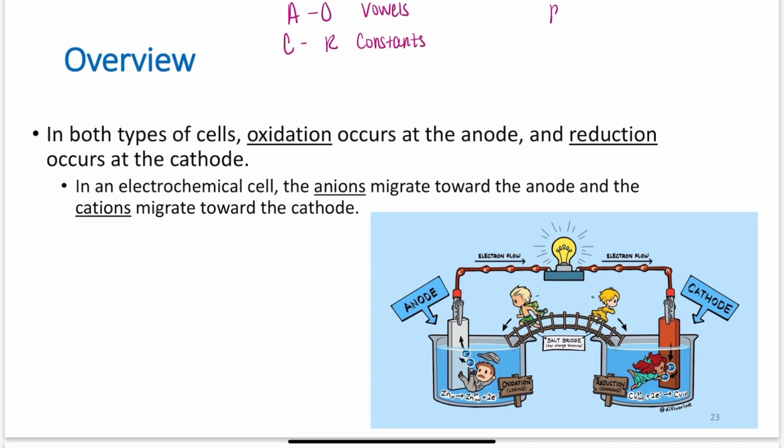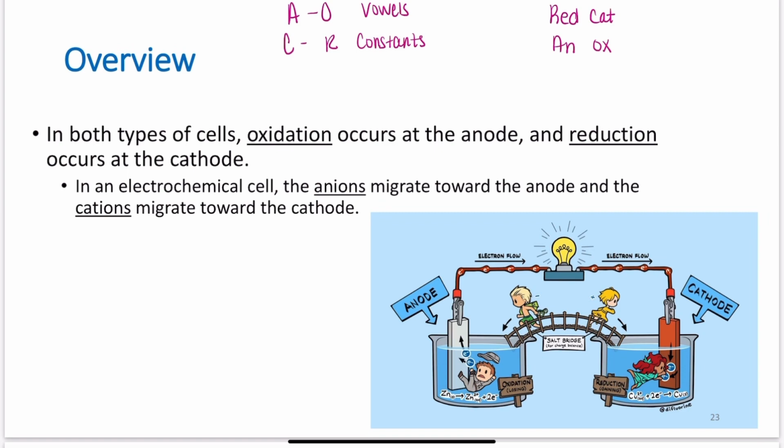Some people remember red cat for reduction cathode and an ox for anode oxidation. I don't know how else people remember them. Like I said, I put my vowels together, my consonants together. That's how I always memorized it. But I know that a lot of students remember red cat and an ox. You can remember that as well, whichever makes it easier for you. But you have to remember oxidation is the anode always.